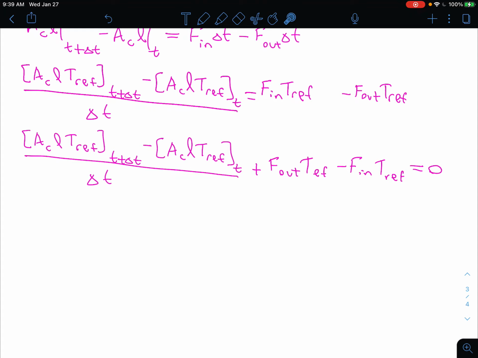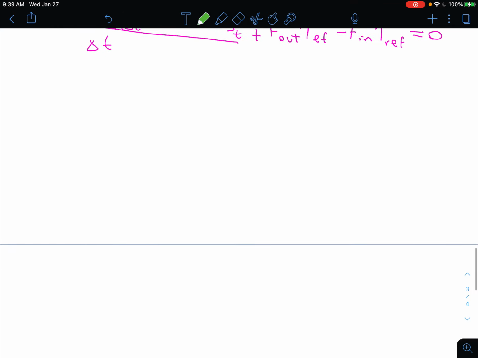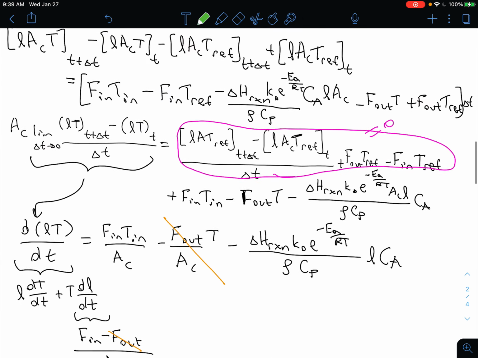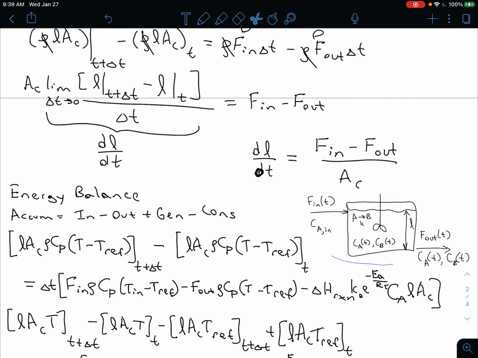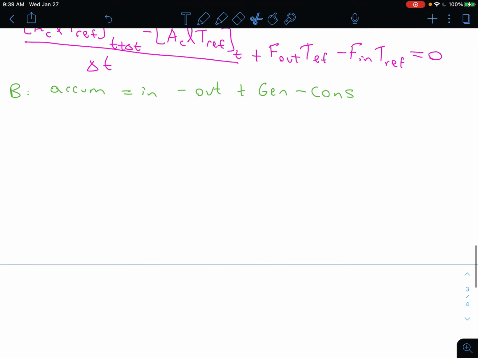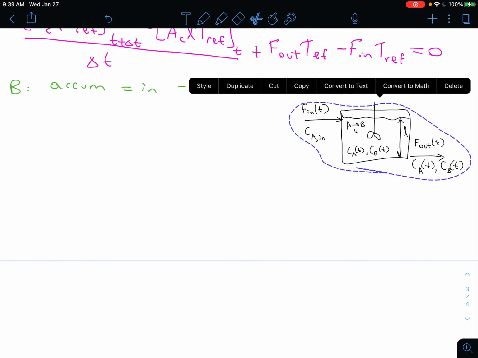Okay, so the last thing I promised you in this video was to do a balance on B. And again, this would be necessary if you wanted to calculate CB as a function of T. So I'll just switch colors, and we'll do that one last thing before ending the video. So this is accumulation equals input minus output plus generation minus consumption. And let's get the process diagram so that we can remember what these terms mean.